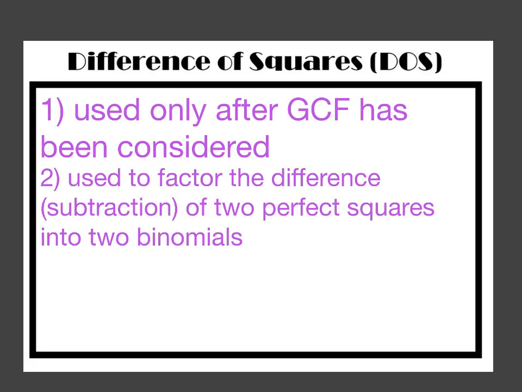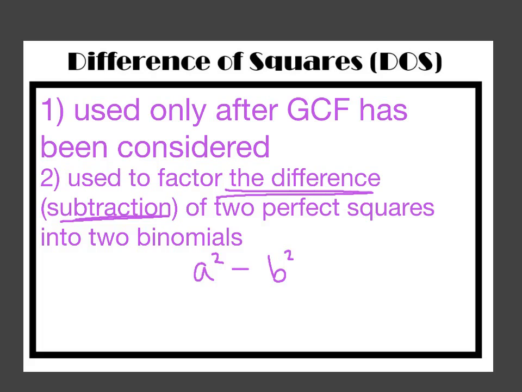The second thing you need to know about difference of squares is that it is used to factor the difference of 2 perfect squares into 2 binomials. So, what we have here is we're going to have 2 things that are perfect squares. For instance, a squared and b squared. And it has to be the difference, which means subtraction. It has to be a subtraction sign in between 2 things that are perfect squares.